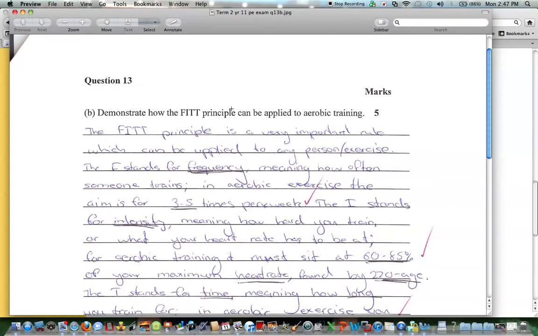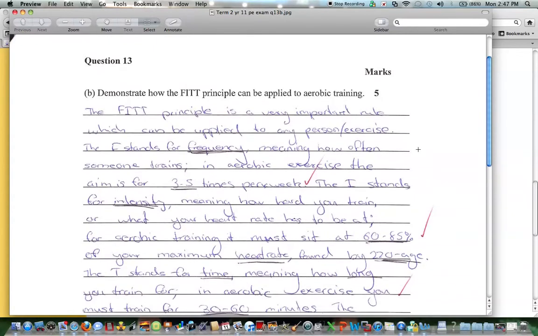So going through this answer, the student starts off by saying the FIT principle is a very important rule which can be applied to any person exercising. The F stands for frequency, and it's been underlined, so it stands out. So I'll mark a tick straight away that frequency is there, meaning how often someone trains. In aerobic exercise, the aim is 3 to 5 times per week. So he stated what it is, gave a little explanation, and then linked it to aerobic training, which is what our question is asking us to do.